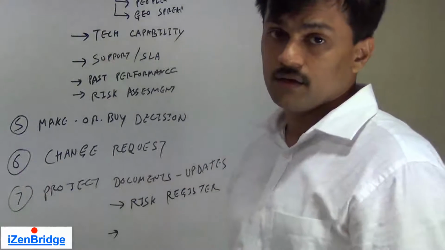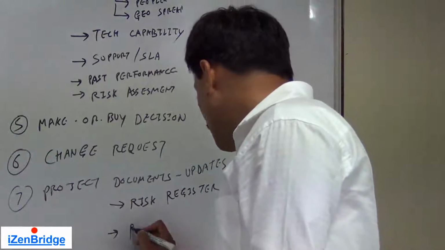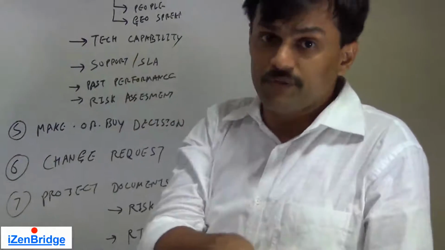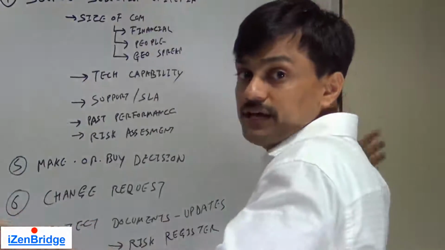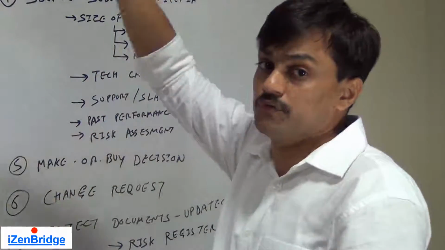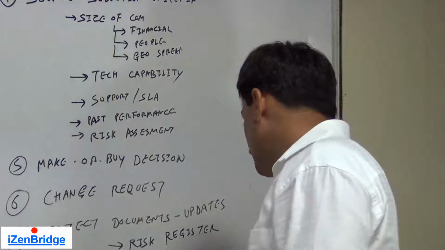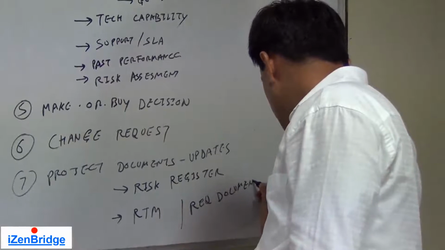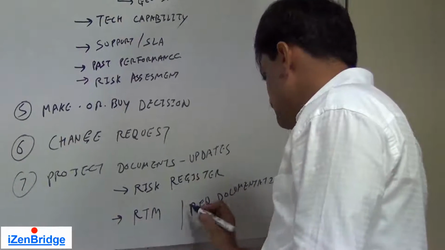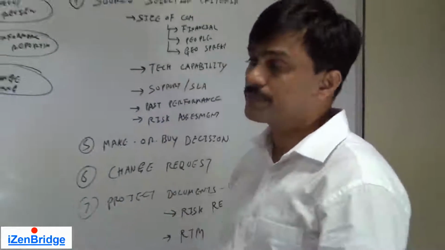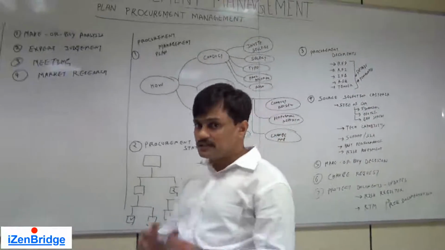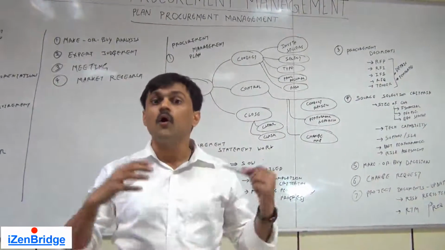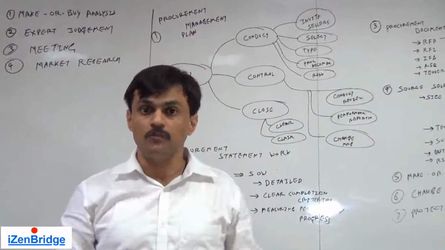We may also update the requirement traceability matrix, RTM, because we need to tell, okay, this was our customer requirement, this was planned before in this WBS, and now it is also linked with the procurement statement of work which will be procured from outside. Similarly, we may update the requirement documentation just to reflect the analysis which we have done in this particular process. So unlike other planning processes, this process also tells us what work can be procured from outside.